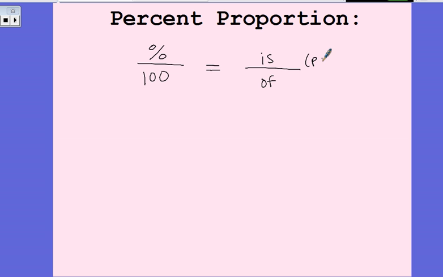We've got to think of is as whatever the part of the problem is, and of as whatever the total of the problem is. So I like to think of of kind of as out of. When we say out of, we're talking about that is the total. So if there's 3 students out of 20, 3 is the part, 20 is the total.